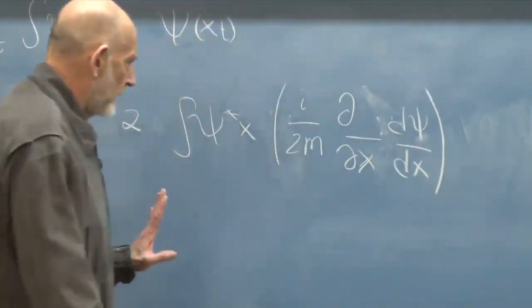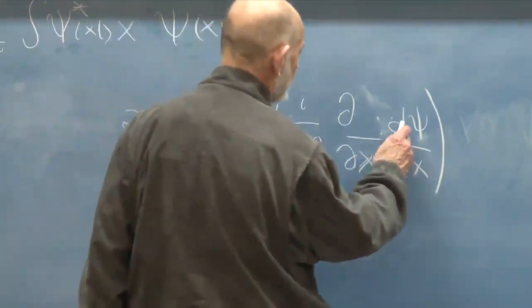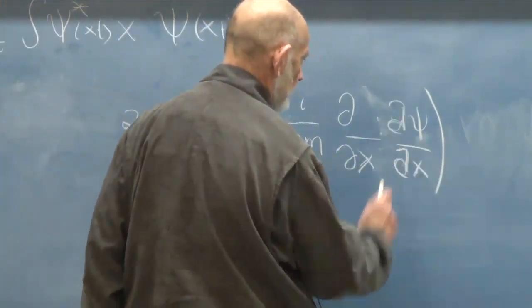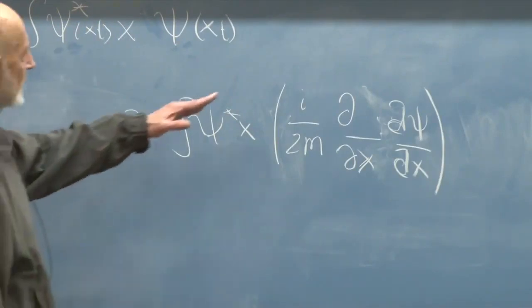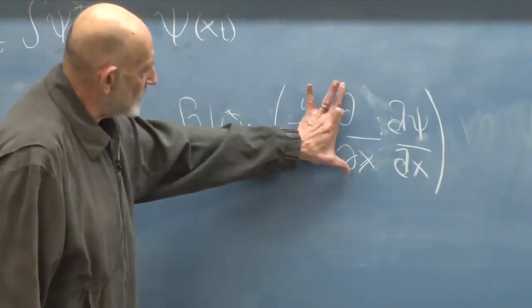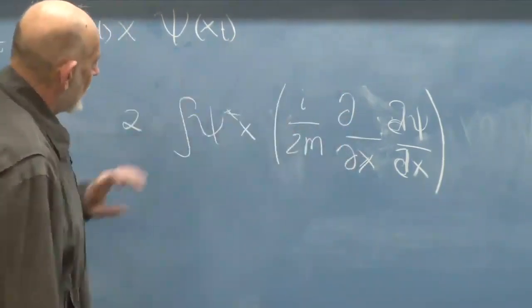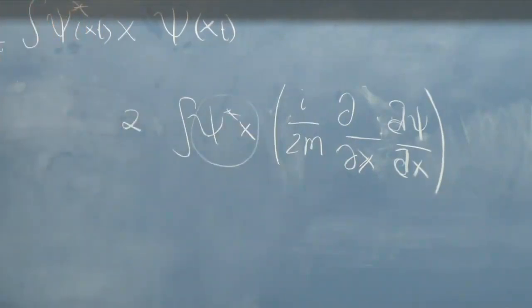Incidentally, partial derivatives do mean something. They mean derivatives with respect to x without changing time. All right, so that's our equation. And now I want to integrate by parts, which means I want this d by dx to shift to the other factor, and I'm going to get two terms. Let's look at what the two terms are.